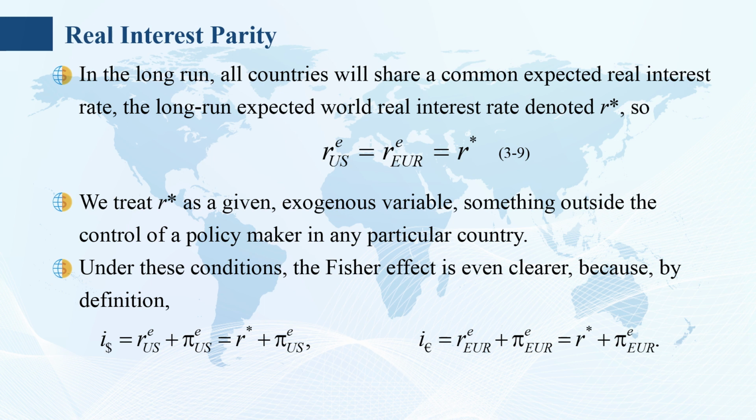For example, if the world real interest rate r star is equal to 2%, and the country's long-run expected inflation rate goes up by 2 percentage points from 3% to 5%, then its long-run nominal interest rate also goes up by 2 percentage points, from the old level of 2 plus 3, which is 5%, to a new level of 2 plus 5, which is 7%.